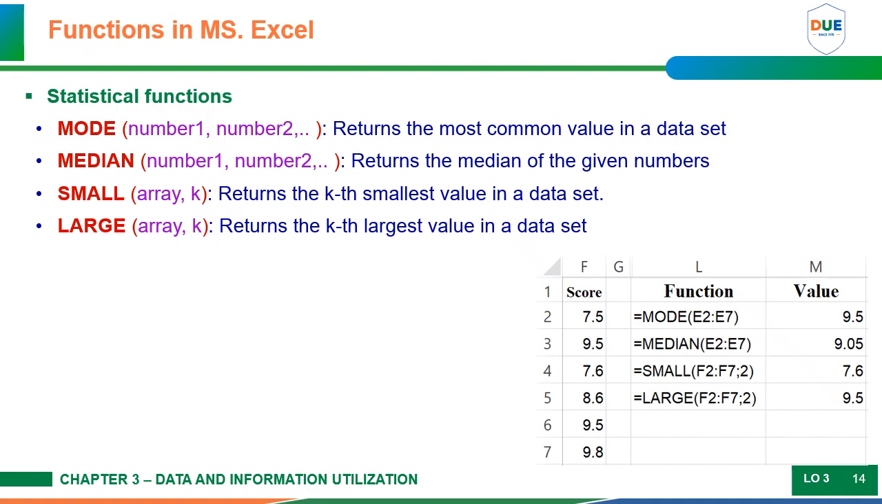Examples: MODE(E2:E7) returns 9.5. MEDIAN(E2:E7) returns 9.05. SMALL(E2:E7, 2) returns 7.6. LARGE(E2:E7, 2) returns 9.5.